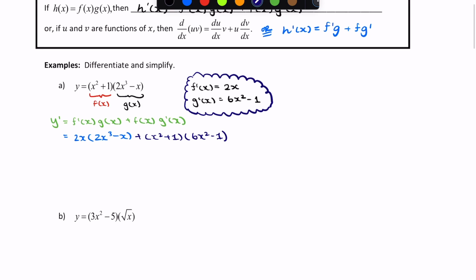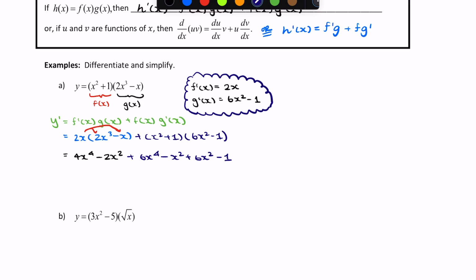So here, let's expand this. When we expand this, we get 4x to the power of 4 minus 2x squared. So that's just distributing this in. And then here, expand this as well. We get 6x to the power of 4 minus x squared plus 6x squared minus 1.